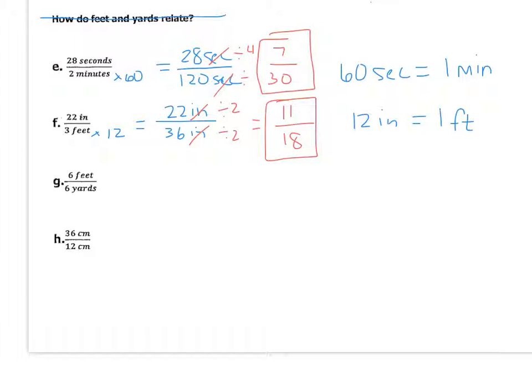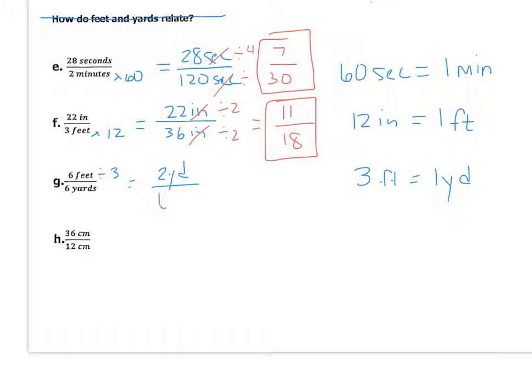Okay, in the next example we have feet and yards. So we're going to write the relationships. 3 feet equals 1 yard. So if I go over to the top, 6 feet, I could divide by 3, and that would give me 2 yards. Or I could take the 6 yards and multiply by 3, and that would give me 18 feet. So this one you can convert either way. So I'm going to divide this by 3, and that will give me 2 yards.